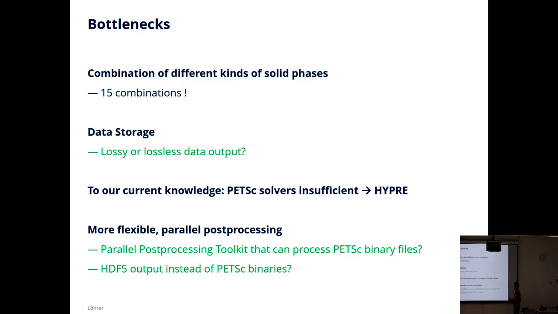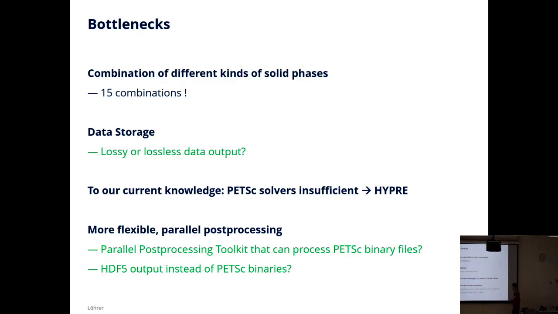So this is the last slide of bottlenecks. We have 15 combinations of solid phase collisions. Collisions are a very tedious task to program, and we don't have all these combinations implemented. So this is something to work on, to have the ability to compute multiple different disperse objects at the same time. And data storage is a limiting factor.